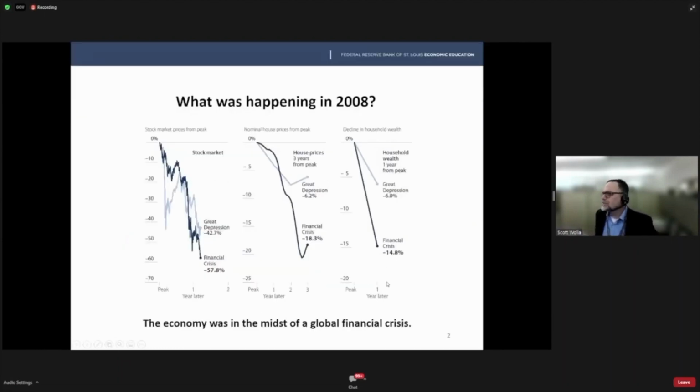So let's take a little trip back in time to 2008. If you remember that time, there might be some unpleasant memories when it comes to the economy. You might remember that we were in the midst of a global financial crisis. The stock market had taken quite a dive. House prices were sinking, which was one of the large problems undergirding the financial crisis. And there was a general decline in household wealth because of the previous two factors, the decrease in stock market values and housing.